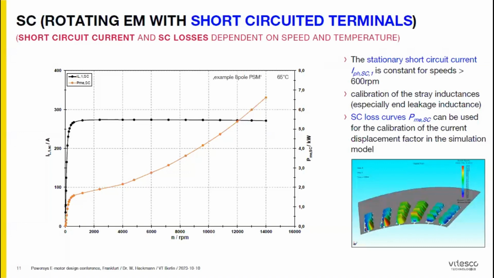And the respective losses are here in yellow. And you see here, I have a constant short circuit current, but the losses are increasing dramatically. So this is exactly the effect we have: these frequency dependent losses in the stator winding. And yeah, this can be calibrated with such a measurement. And this can then be put into a JMAG simulation to verify whether everything was done correctly.